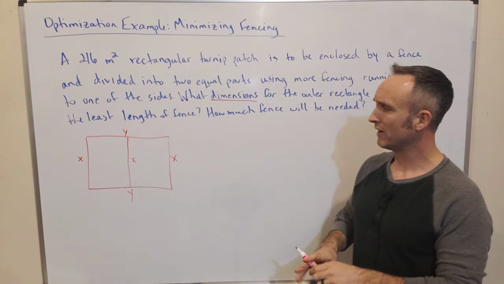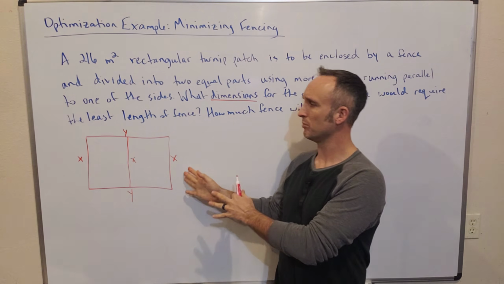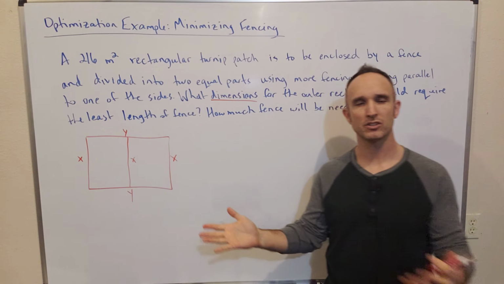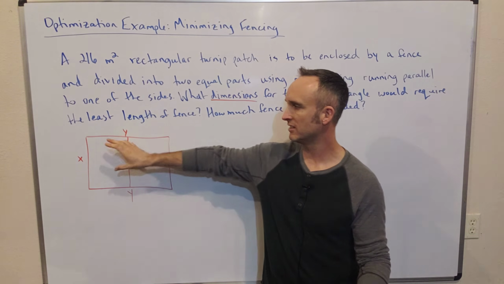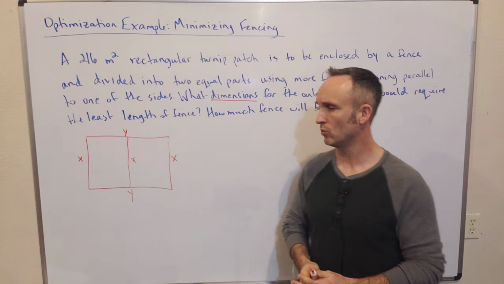Now, we have our variables x and y set up. We've defined them with a picture. We could use words to describe them and say something like y is the length and x is the width, but I believe this is sufficient to describe what x and y are.